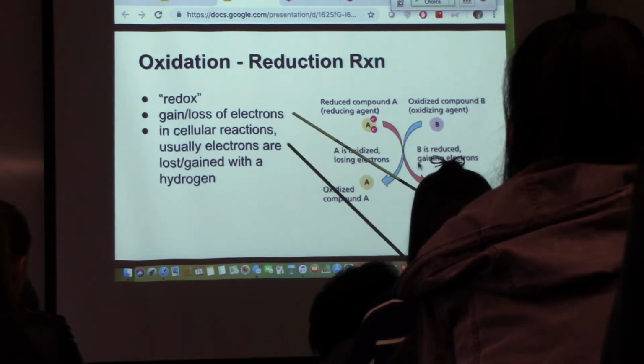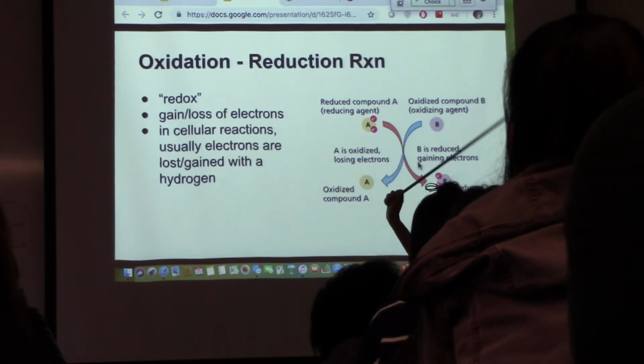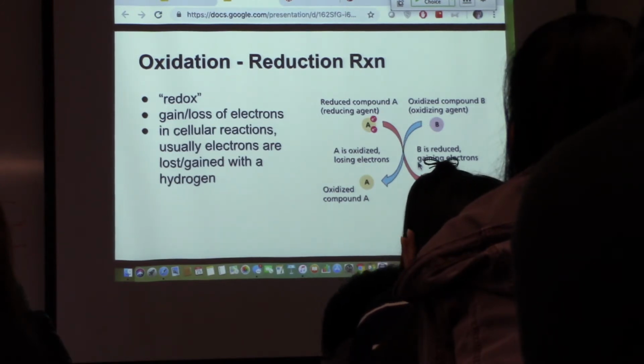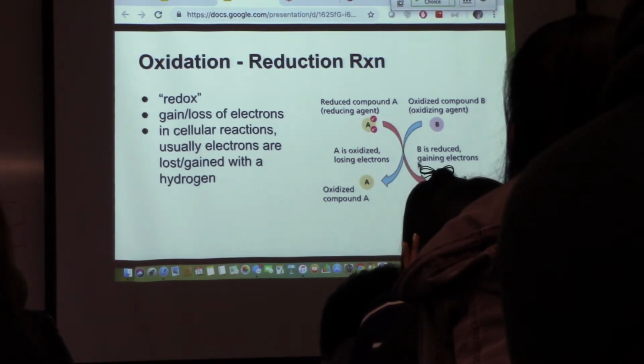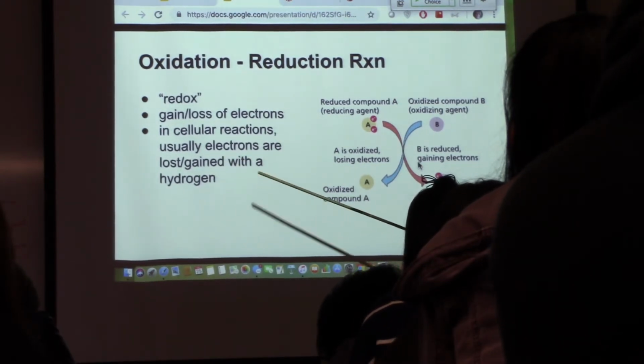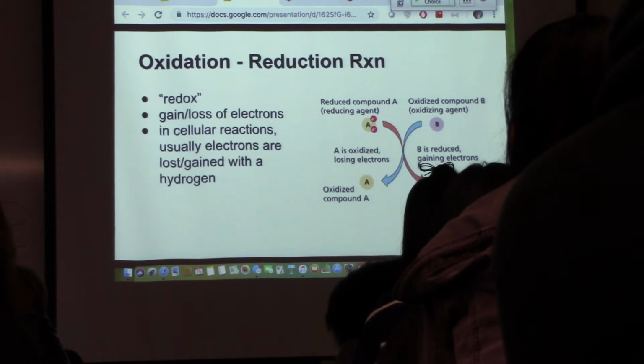All right. So these redox reactions are really referred to, because I don't want you to go down to the chemistry department and get me in trouble. But I say, my biology teacher said, in biology reactions, the electrons are usually lost or gained with the hydrogen.